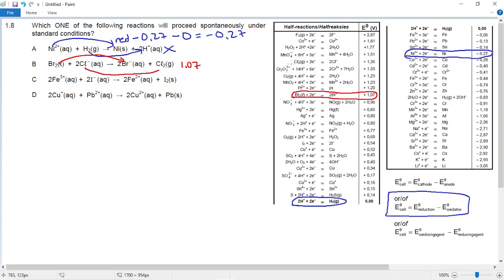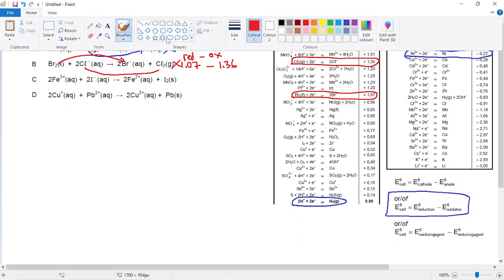And if we have a look up top here, this one actually has a more positive value. So according to this is the reduction, and then now we need to subtract the oxidation. So now we are going to subtract 1,07 minus 1,36. Can you see that is going to give you a negative answer as well? This is not going to happen.